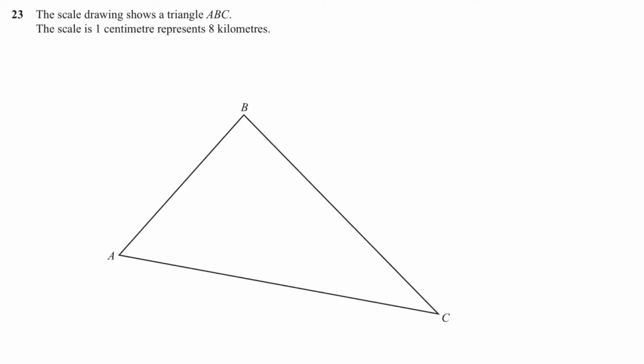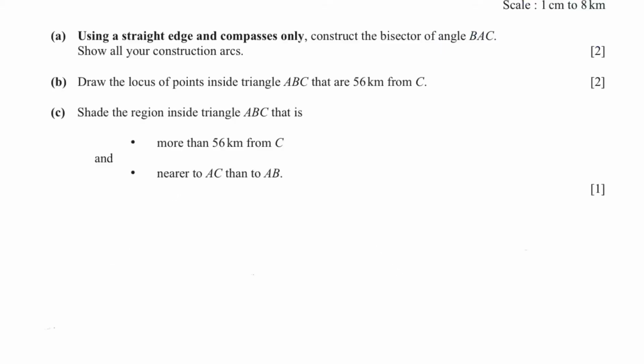Question number 23, we have been given a triangle. It's a scale drawing. The scale is 1 centimeter represents 8 kilometers. So 1 centimeter is equal to 8 kilometers. Let's read the question. Using a straight edge and compass only, construct the bisector of angle BAC. Show all your construction arcs.